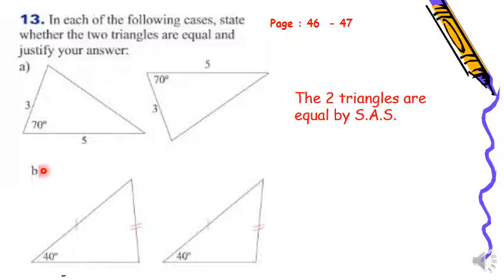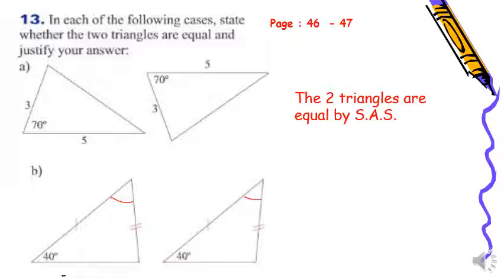So now let's move to part B. Are these two triangles equal? I have this side equal to this side, and this side is equal to this side, and this angle is equal to this angle. Then, can I say these two triangles are equal by side, angle, side? What can you say? Yes or no? Of course, no. If these two triangles are equal by side, angle, side, the angle must be included between these two sides. So this angle must be equal to this angle.